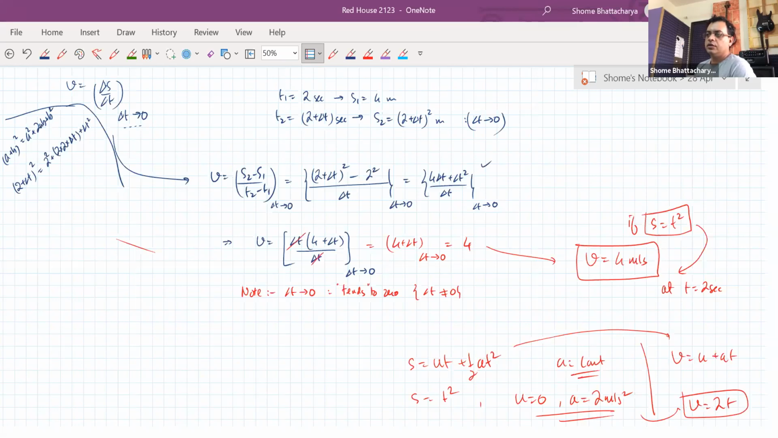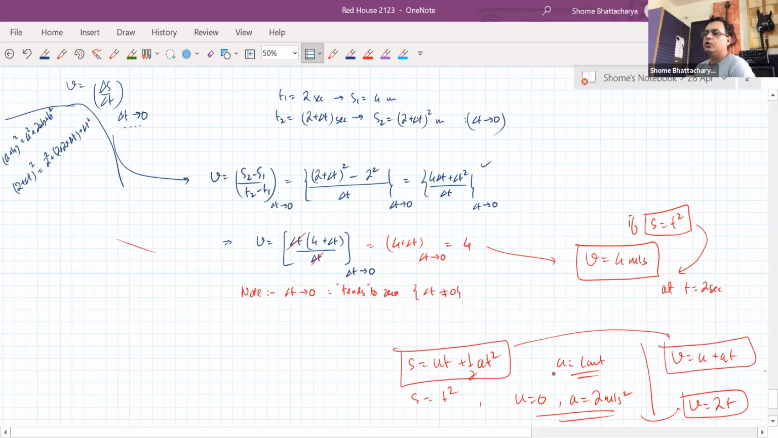Okay. So what we'll actually show later is that these equations, s is equal to ut plus half at square and v is equal to u plus at, because acceleration is constant, have actually come from calculus. The derivation of these equations comes from calculus. So anyhow, hope you understood this particular example of instantaneous speed today. We will expand on this concept further with differential calculus next time.